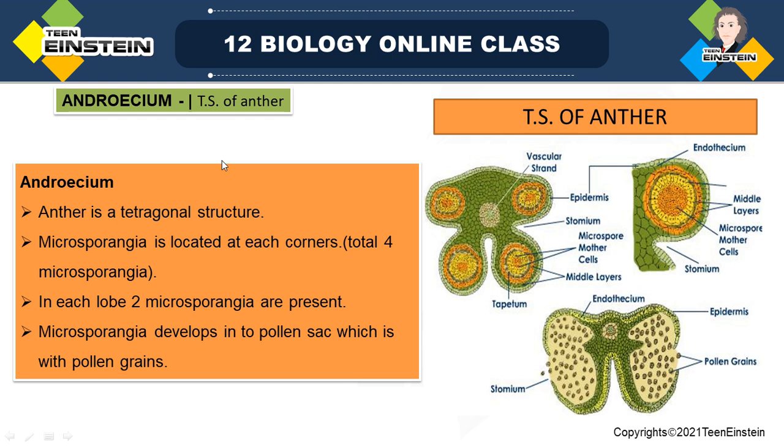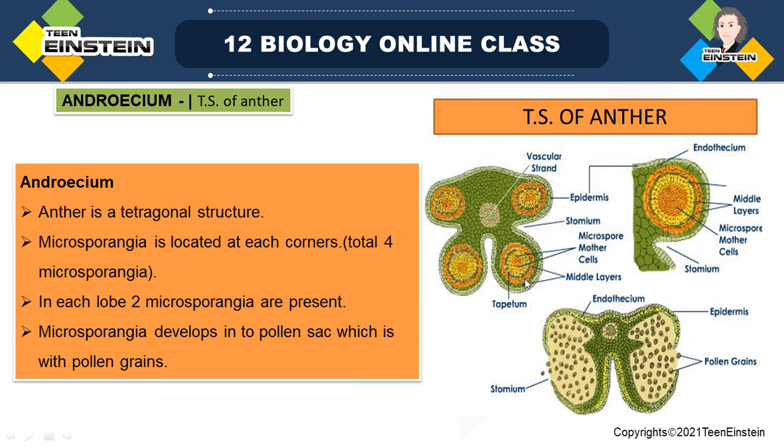So the androecium anther is a tetragonal structure. You can see the tetragonal structure here, and a microsporangium is located at each corner. You can see here 1, 2, 3, 4. So there are a total of 4 microsporangia in an anther. In each lobe, left lobe and right lobe, you can see 2 microsporangia. So there are 4 microsporangia altogether.